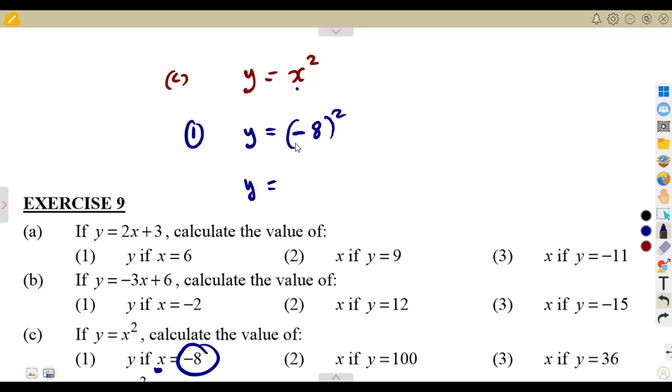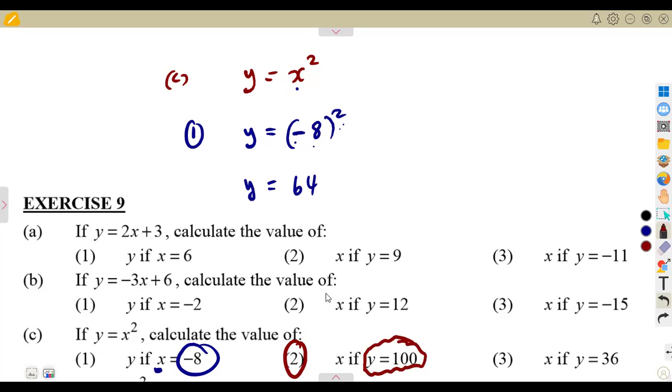So y is going to be positive. Remember, a negative, when raised to an even number, becomes a positive. 8 squared, that is 64. Your calculator is there, guys, to assist you like that. You can just use your calculator there. That's a positive 64. Calculate the value of x on number 2 if y is equal to 100.